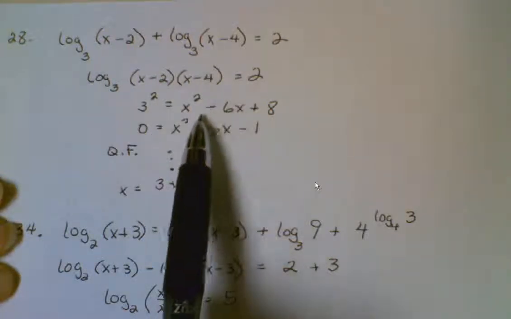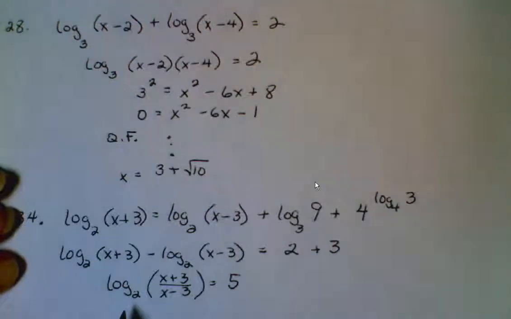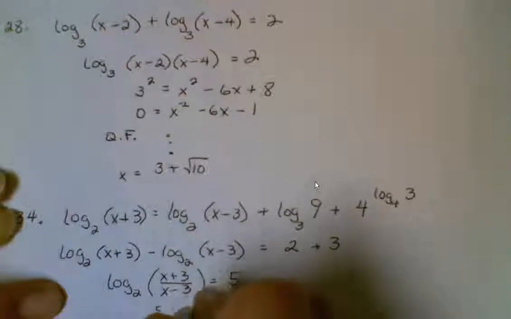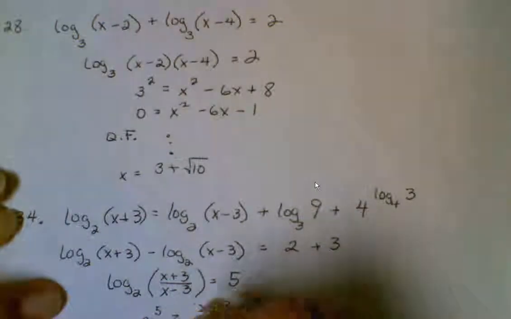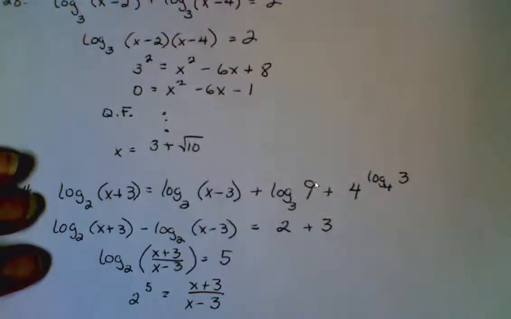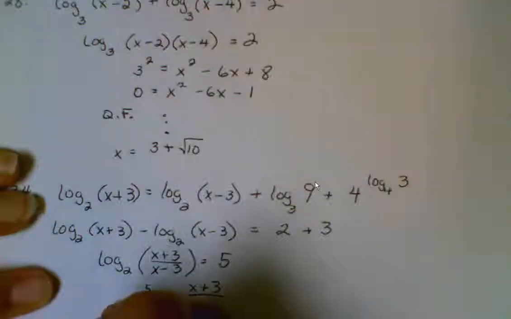I just change this to exponential form. The same way on number 34, if I change this to exponential form, the base is 2, the exponent's 5, 2 to the 5th equals x plus 3 over x minus 3. And then I can just say 2 to the 5th is 32.